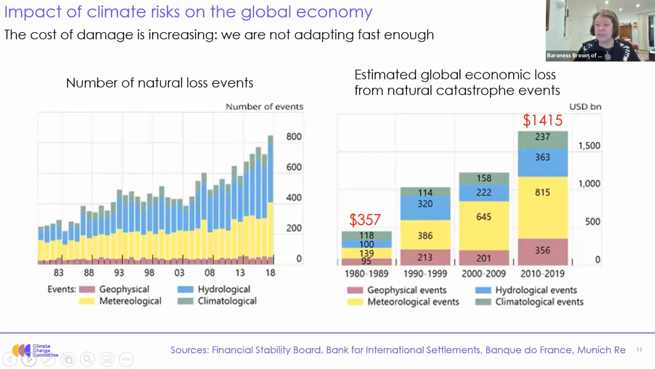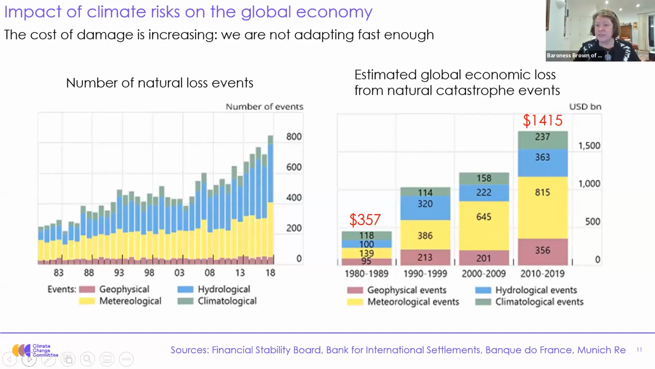We're also really starting to see the cost of these climatic events. The green, blue, and yellow bars, parts of the bars in this data, show you the events that are related to the climate.